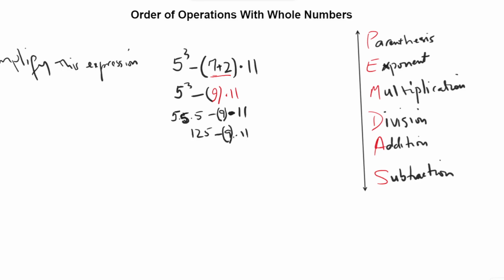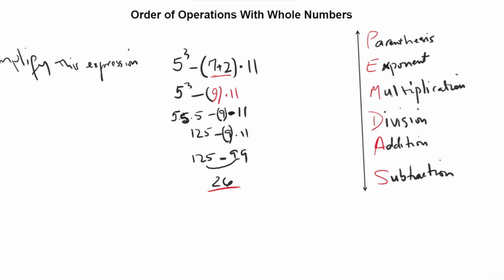Now we are left with the multiplication part only, which is 9 times 11. We're going to write 125 minus 9 times 11 is 99. So minus 99. This is 125 minus 99. Now we do the subtraction last. That's what you do last. And this is equal to 26. And this is what we have here.